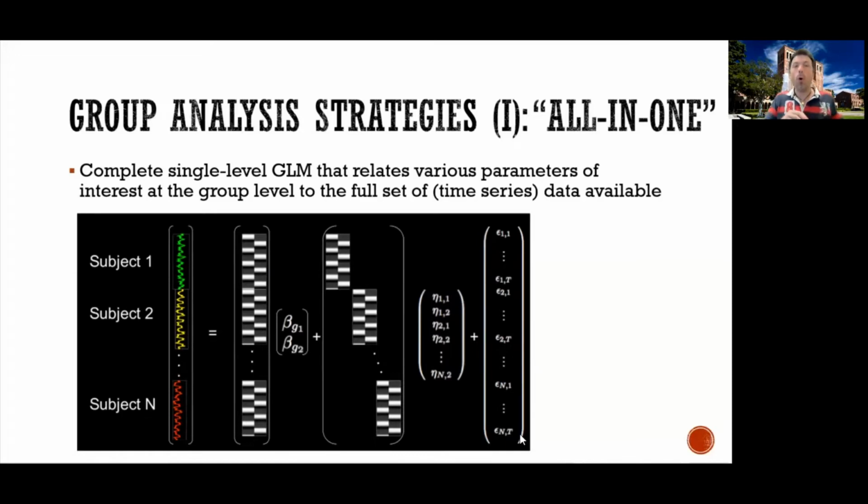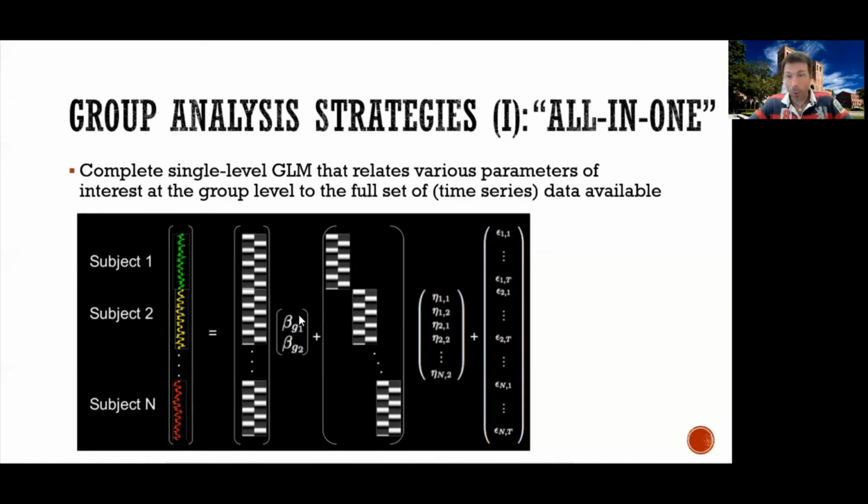So see, this all-in-one strategy: you take the data, you concatenate it, and then you include in the regression both the individual level matrices and the individual level betas, and the group level matrix, whatever it is that you're trying to do, and the group level parameters. And these are the parameters we care about. So this would be the proper way of doing this analysis.